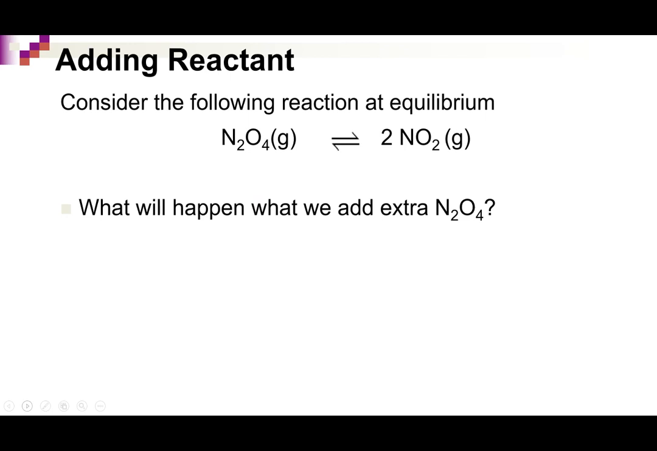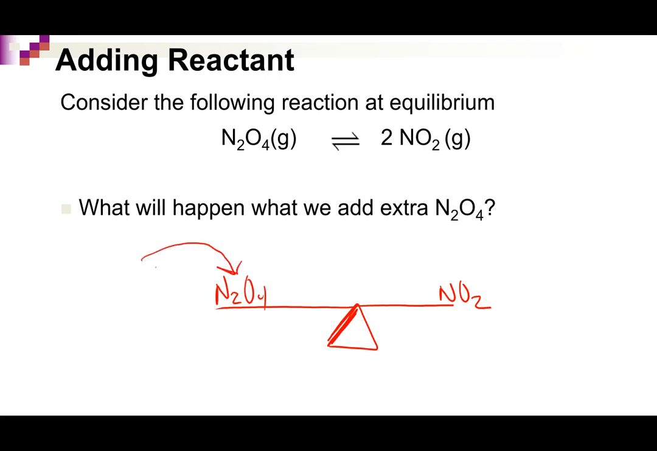All right, so here is our equilibrium. So we've got our balance. On this side, we've got our NO2. On this side, we've got our N2O4, and we are at equilibrium. Okay. So what will happen if we add extra N2O4? So I'm going to add some more of this into the beaker.